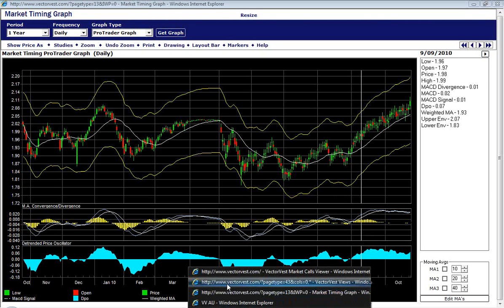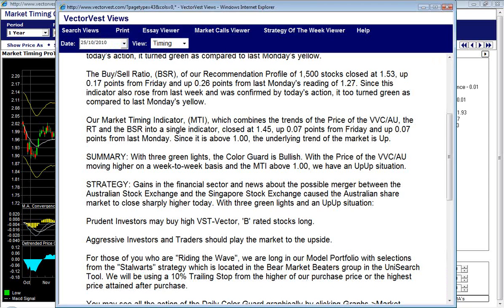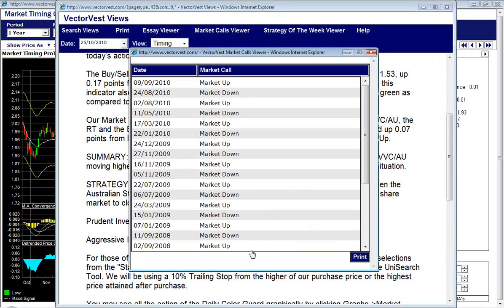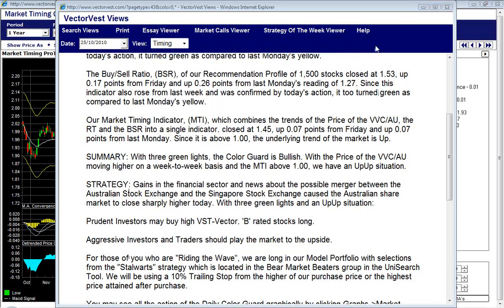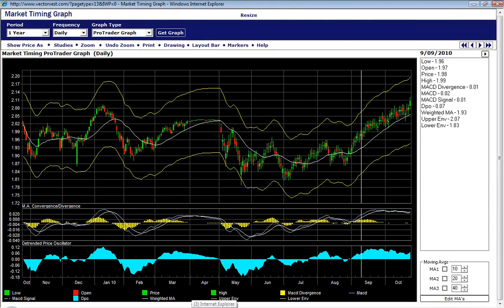We'll just have a look at that market call, and there it is. So the last time we had a market down was the 24th of August, and then we've had one on the 9th of September, and nothing since then. So certainly a fairly bullish indicator there.